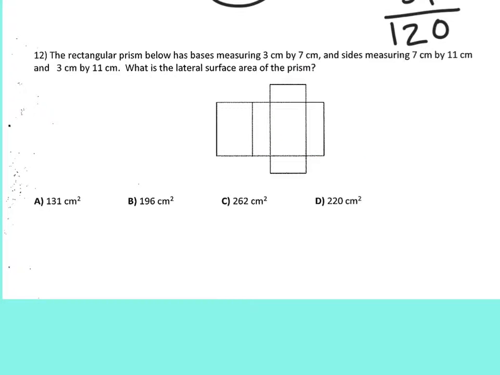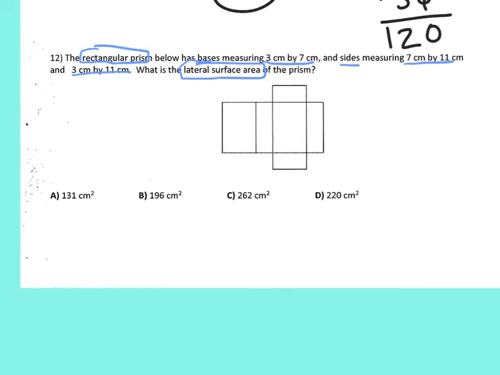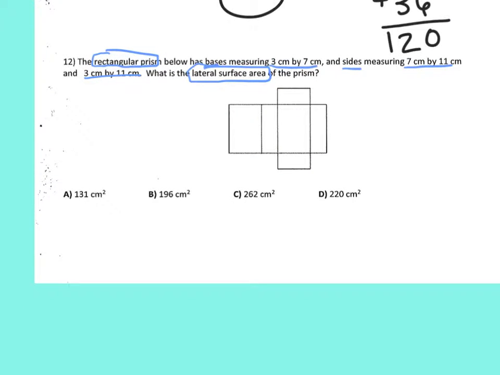12. The rectangular prism, it tells us the shape, below has bases measuring 3 by 7 and sides measuring 7 by 11 and 3 by 11. What is the lateral surface area of the prism? Okay, so what does lateral surface area mean? The faces, not the bases. So I'm not including that. They didn't label your shape, but they gave you all the information you need to know.